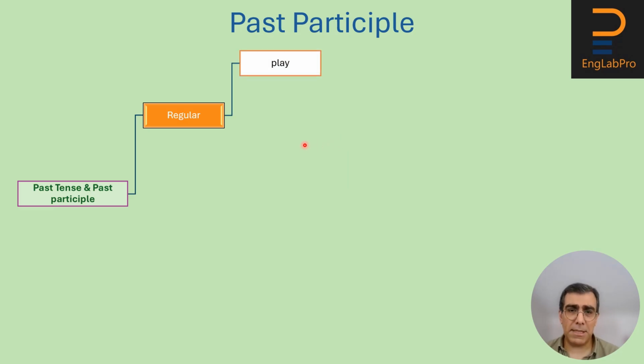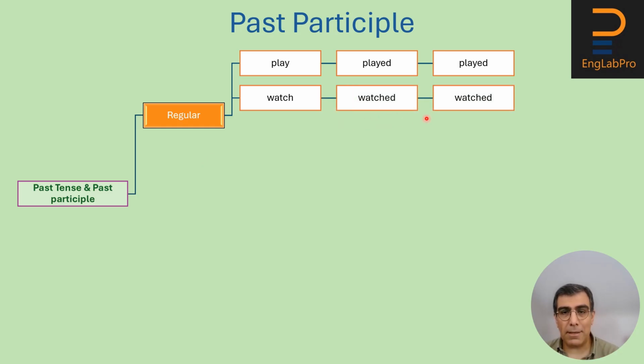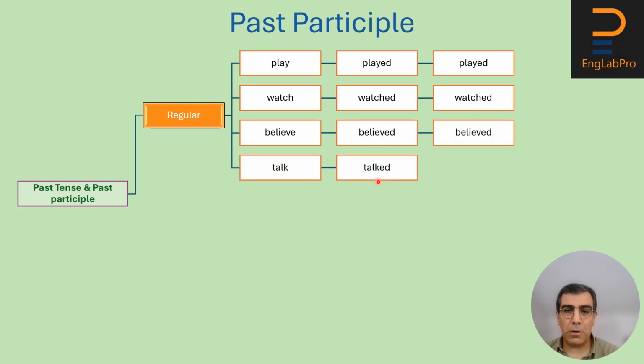Let's take a look at some examples. For example, we have the verb play, played, played. The first one is the infinitive, the bare form. The second one is the past tense verb, and the last one is the past participle. More examples. Watch becomes watched and watched. Believe, believed, believed. Talk, talked, talked. As you can see, the first one is the infinitive, the second one is the past tense verb, and the third one is the past participle.